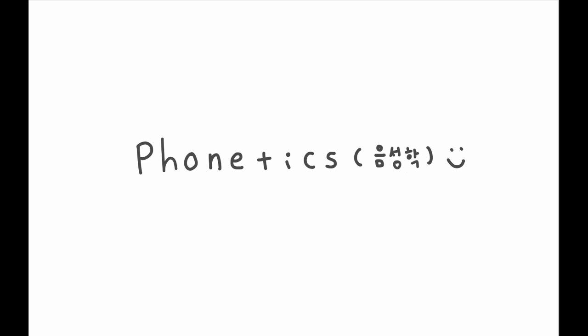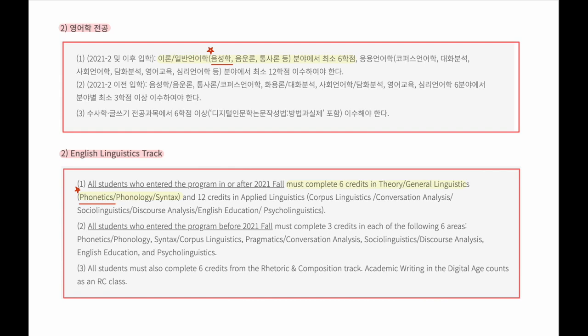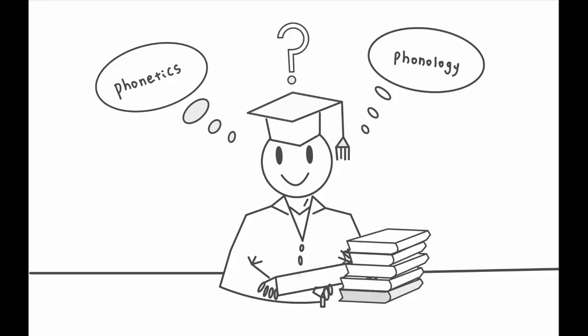As a student of linguistics, phonetics would be one of your mandatory courses to take, since students taking the linguistics track must complete 6 credits in theory and general linguistics, including phonetics, phonology, and syntax. So this video would be helpful for students who want to go through the basic concepts of phonetics before taking their regular class.